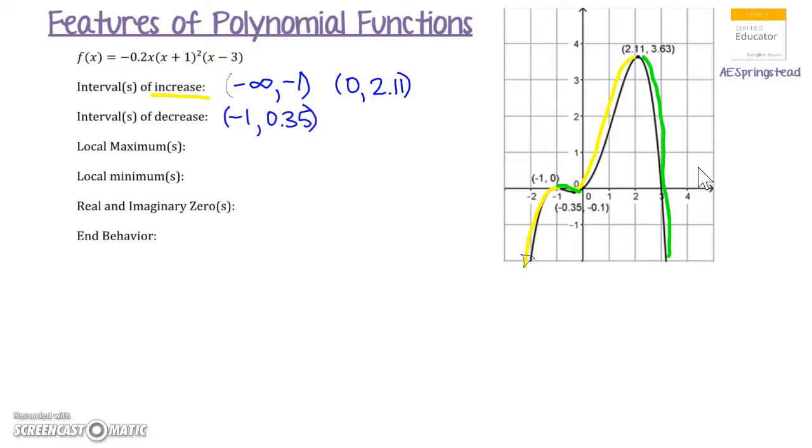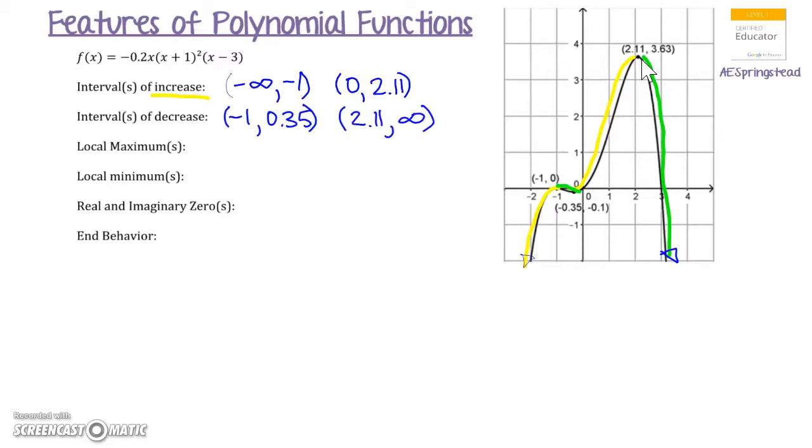And then it's also going to start decreasing again at 2.11, and it's going to continue decreasing for x values all the way to positive infinity. So we go from 2.11 all the way up to positive infinity.